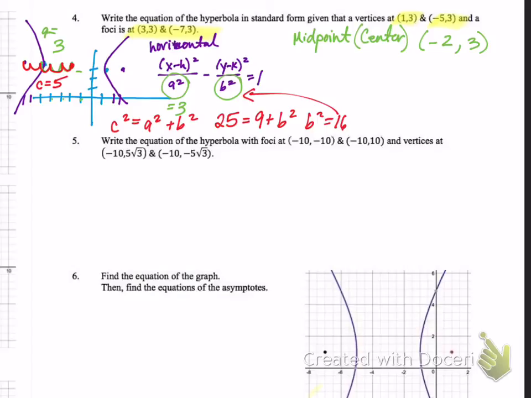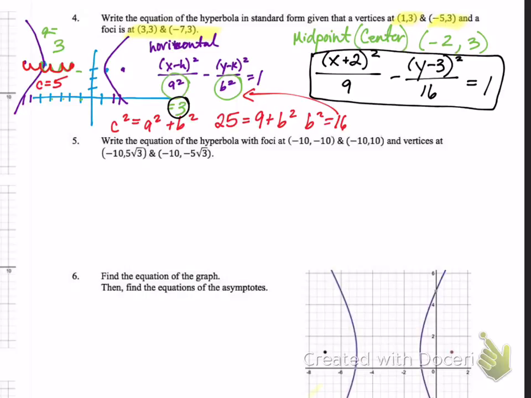So I'm going to plug everything in. It would be x minus h, so x plus 2 squared over a squared, which is 9, minus y minus k squared over b squared, which is 16, equals 1. And that would be my final answer.